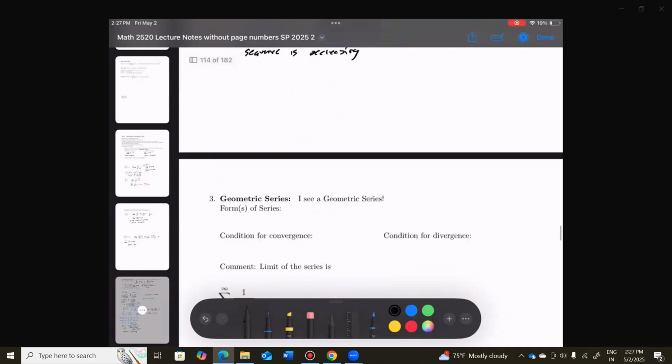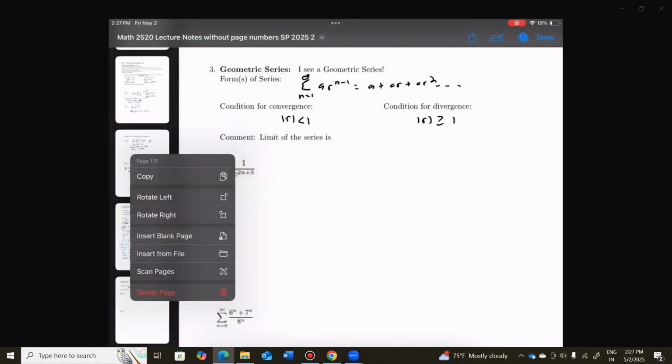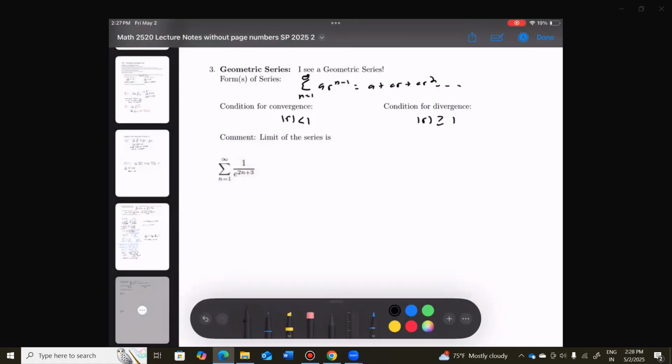Okay. So geometric series now. It's going to be of the form summation n equals 1 to infinity of a r to the n minus 1, which is a plus ar plus ar squared. So here the absolute value of r is less than 1 for convergence, and r greater than or equal to 1 you have divergence. And then the limit of the series is a over 1 minus r. So you can keep that in mind as well.